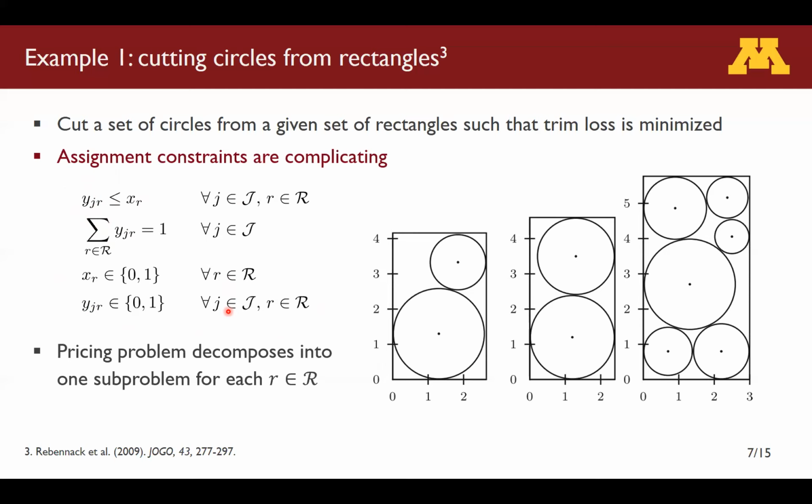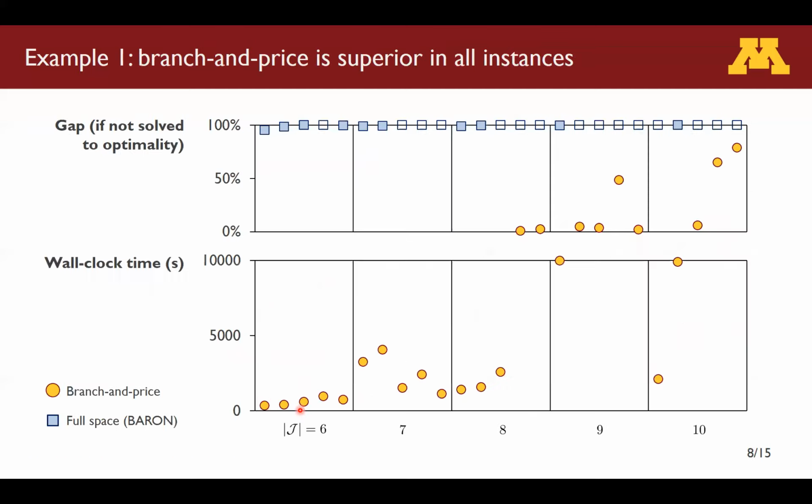This looks like a very specific problem, but it is actually representative of a much broader class of problems, essentially a class of assignment problems. We have these kinds of complicating assignment constraints anytime we have to assign a set of discrete resources to discrete tasks. Now we solve different instances of this problem by varying the number of circles and the number of rectangles. The subproblems become harder if we increase the number of circles, and the number of subproblems becomes larger with the number of rectangles.